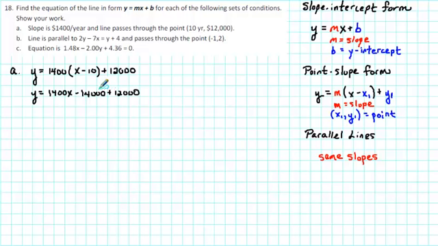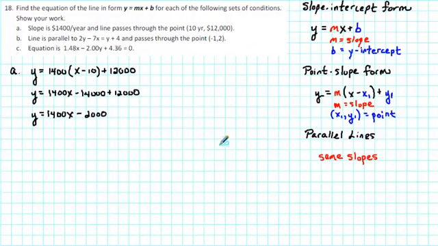Okay, finally combine the two constant terms together and we end up with y is equal to 1,400x minus 2,000. So now it's in the form y equals mx plus b, where m is 1,400 and b is negative 2,000. In part B, the conditions are that the line is parallel to 2y minus 7x equals y plus 4 and passes through the point negative 1, 2.